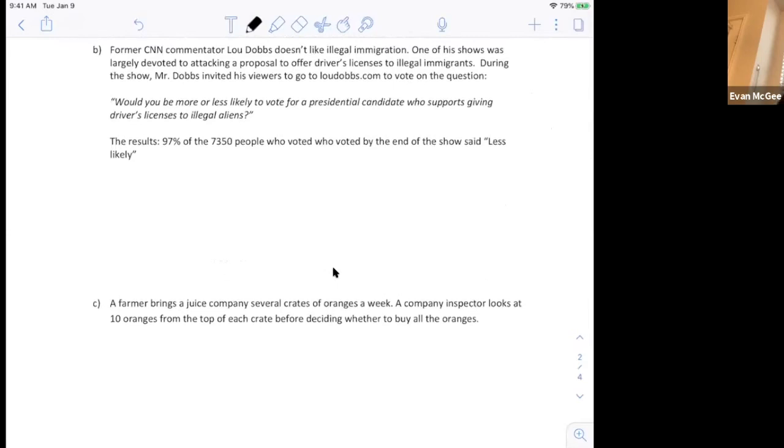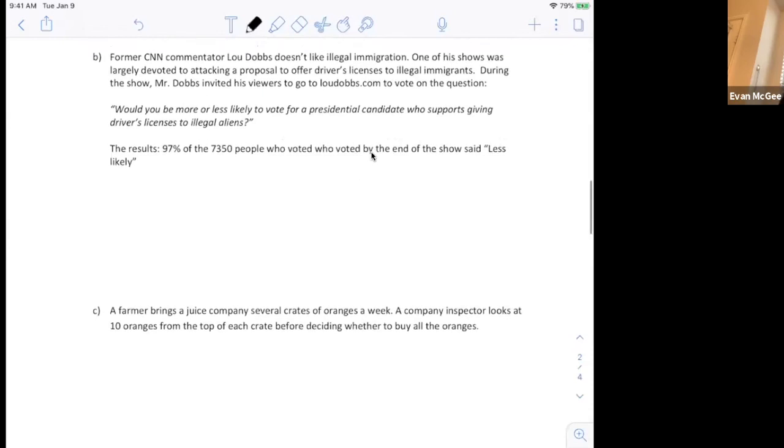Former CNN commentator Lou Dobbs doesn't like illegal immigration. One of his shows was largely devoted to attacking a proposal to offer driver's licenses to illegal immigrants. During the show, Mr. Dobbs invited his viewers to go to loudobbs.com to vote on the question: would you be more or less likely to vote for a presidential candidate who supports giving driver's licenses to illegal aliens? The result, 97% of the 7,350 people who voted by the end of the show said they were less likely.